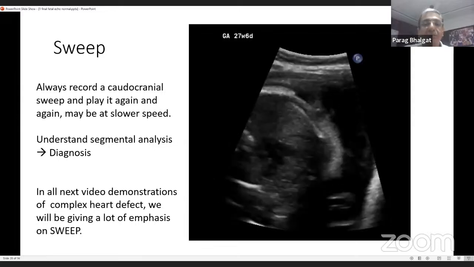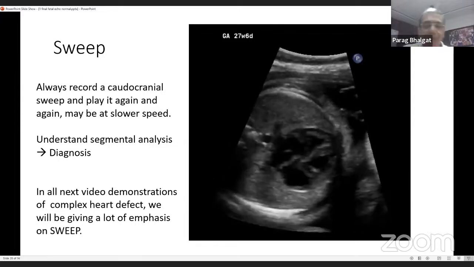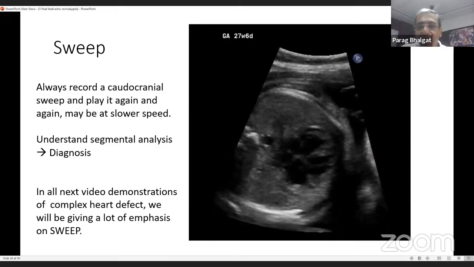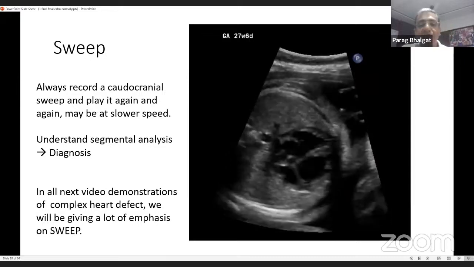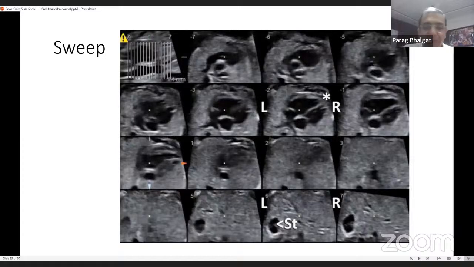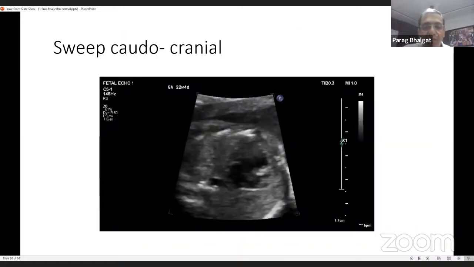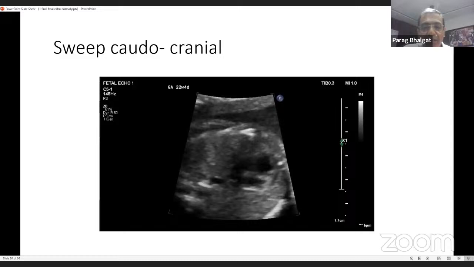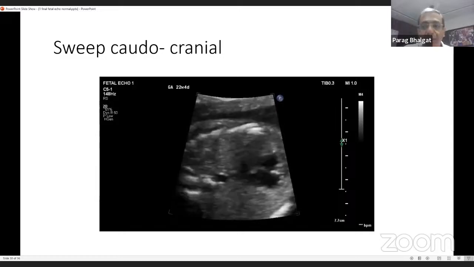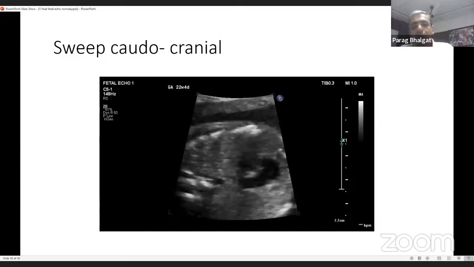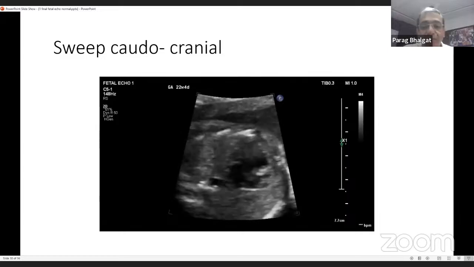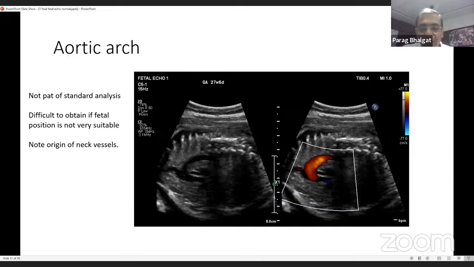So this is the sweep, and understanding which image is seen at what level. In a smaller baby, just try to understand the stomach bubble, cardiac apex, and segmental anatomy. Again, I'm running this 3-4 times so you understand how to analyze the sweep. These images are not part of routine imaging.